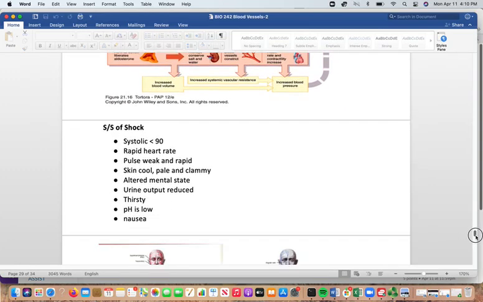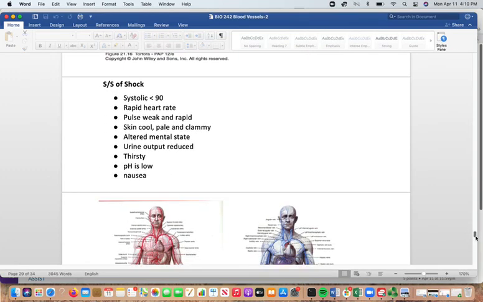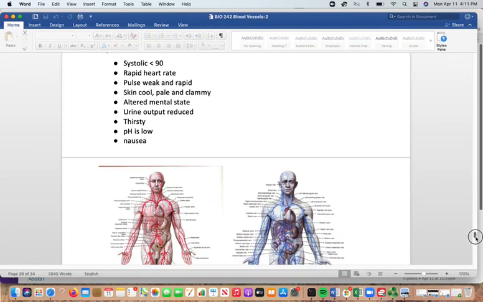Signs and symptoms of shock. The systolic pressure will be less than 90 millimeters of mercury. However, the heart rate is going to be rapid, so you'll have a weak, rapid pulse. The skin will tend to be cool, pale, and clammy. The person may have an altered mental state, which means they are not necessarily going to be able to help themselves in this situation. Urine output would be reduced. They may be thirsty. The pH would be low, and they may have some nausea.